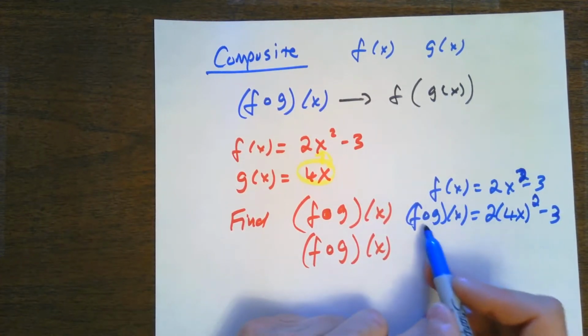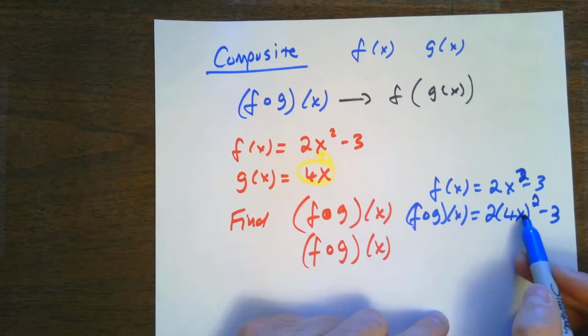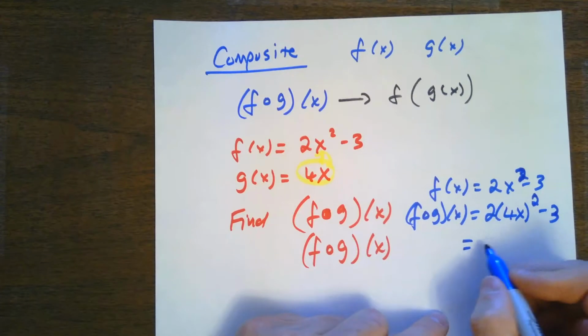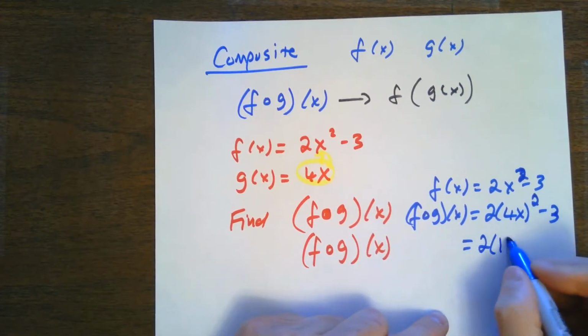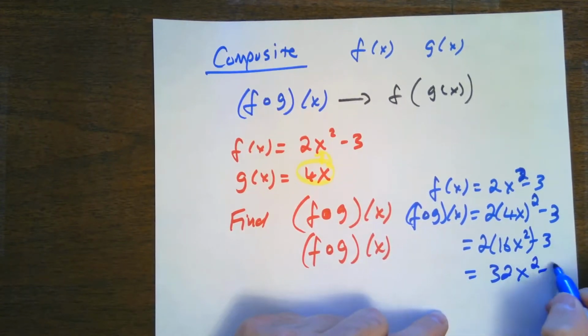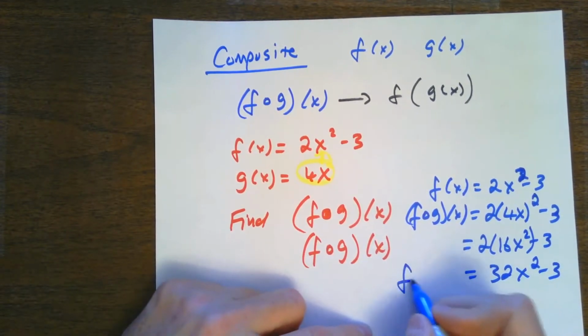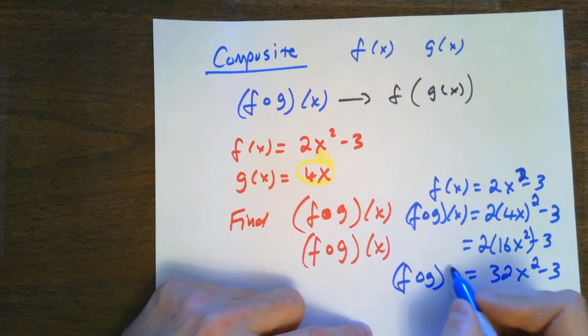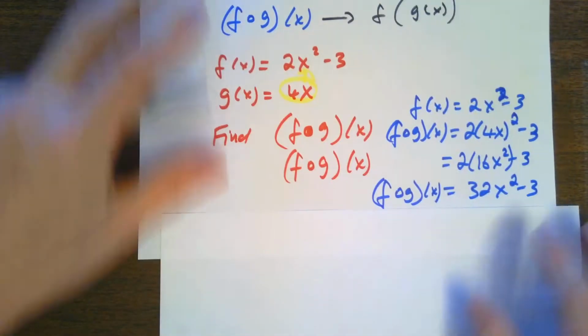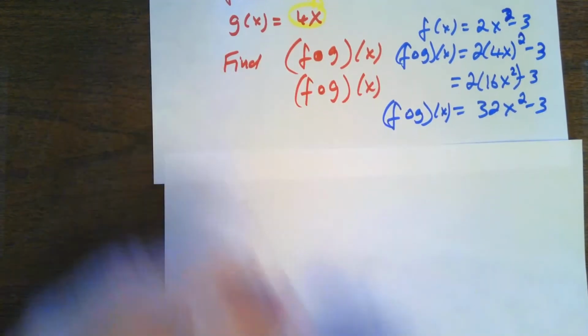So here's f of x, f of g of x. Take the g of x and substitute it in there. And of course I can simplify this. 2 times 4 times 4 is 16x squared minus 3, which is 32x squared minus 3. That is f of g of x. Let's do it the other way around and see what happens. Now let's find g of f of x.